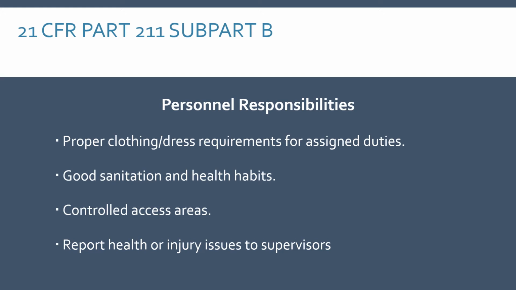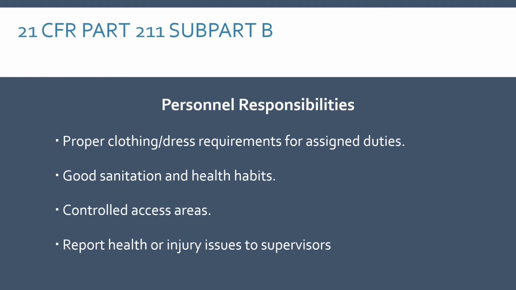Part B also covers personnel responsibilities. So associates that are in pharmaceutical manufacturing facilities do have a responsibility. Part of it is proper clothing or dress requirements for their assigned duty. If they are assigned in an area that requires them to wear protective clothing, such as lab coats, beard covers, hair nets, safety glasses, shoe covers, gloves, things of that sort, it's their responsibility to ensure that they wear them properly, and they wear them every time. At the end of the day, those are designed to ensure that contamination of the product does not occur.